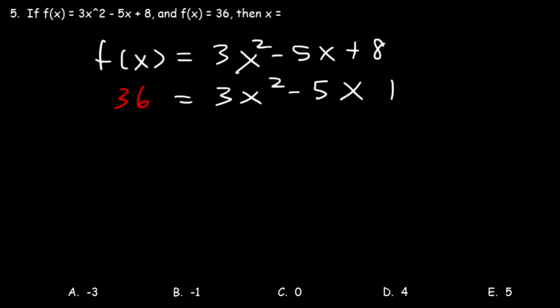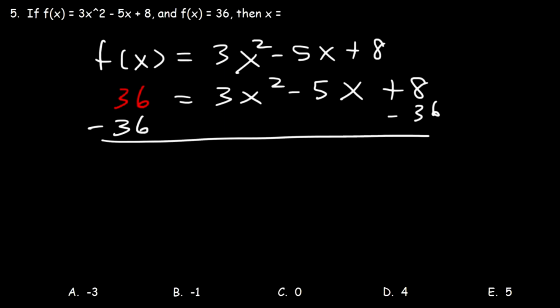So what's the first thing that you would do at this point in order to find the value of x? The best thing we could do right now is subtract 36 from both sides. So 0 is equal to 3x squared minus 5x minus 28. At this point, you can use the quadratic formula, or you can factor the equation to find the value of x. Let's begin by factoring.